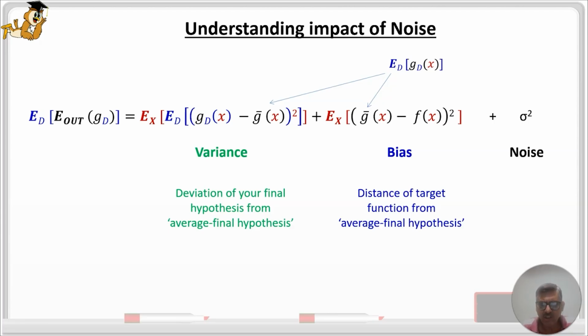Understanding the impact of noise. Now this is an important one. Please pay attention to what we are saying. Remember this equation? This is what we've been dealing with. Again, I overlooked to put E of x over here. Variance, bias, noise, right? This is the deviation of your final hypothesis from your average final hypothesis, distance of the target function from your average final hypothesis, and the noise. And your G bar is this.